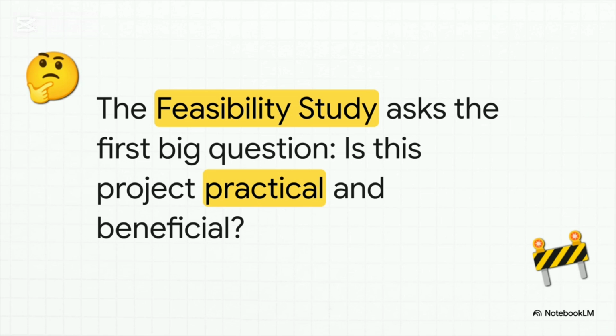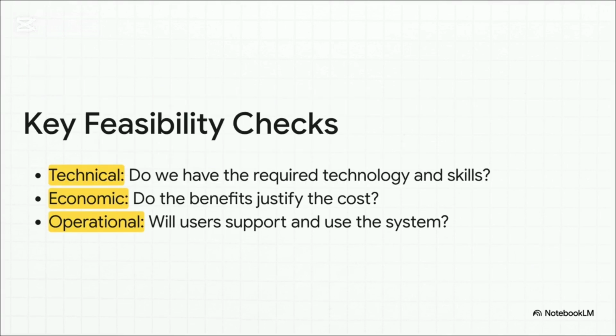Before anyone writes a single line of code, before a single dollar is really spent on development, the feasibility study asks the really tough questions to see if the project is practical, if it's beneficial, and if it's even worth doing in the first place. So what's it actually looking at? Well, it really boils down to three main questions. First, technical. Do we even have the technology and the skills to pull this off? Second, economic. Is this thing going to provide more value than it cost us? And third, operational. Once we build it, are people actually going to be able and willing to use it? If the answer to any of those is no, it's time to go back to the drawing board.